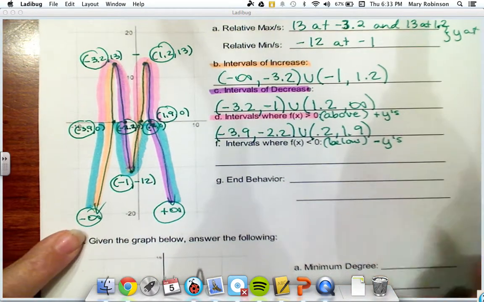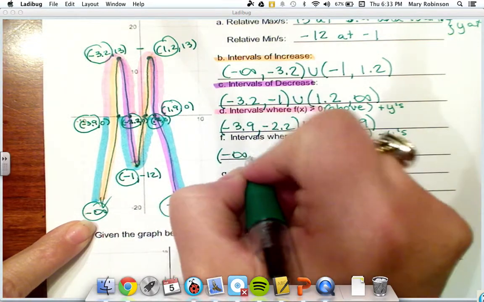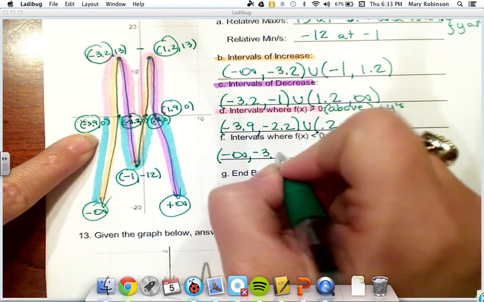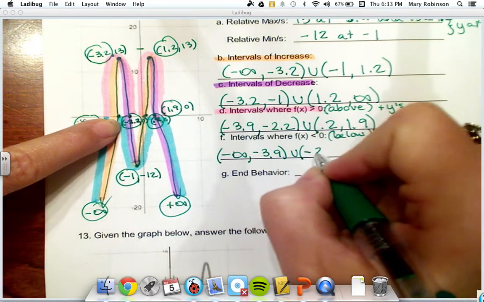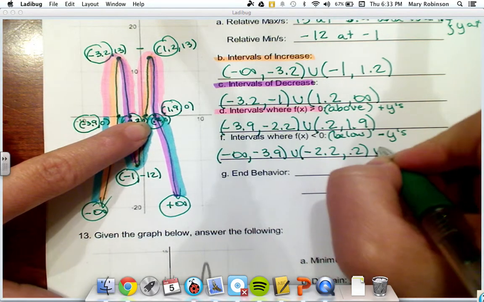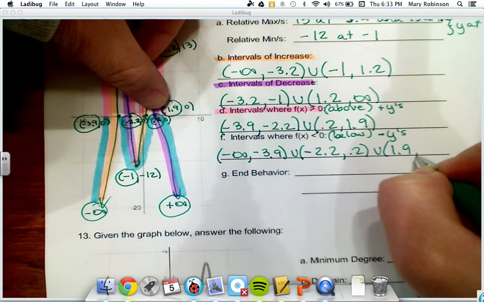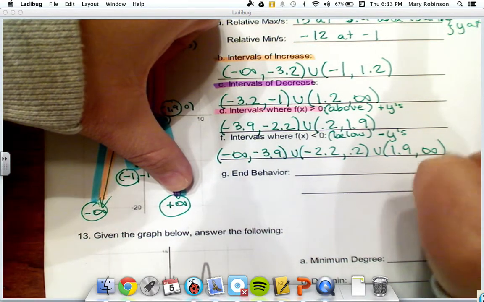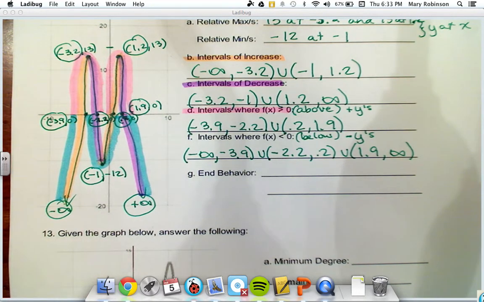So starting from left to right, it is below from negative infinity to negative 3.9. Picking up my finger, negative 2.2 to 0.2. Picking up my finger, 1.9 to infinity. And that's all my intervals. So let me highlight that blue so you'll see what that coordinates to.